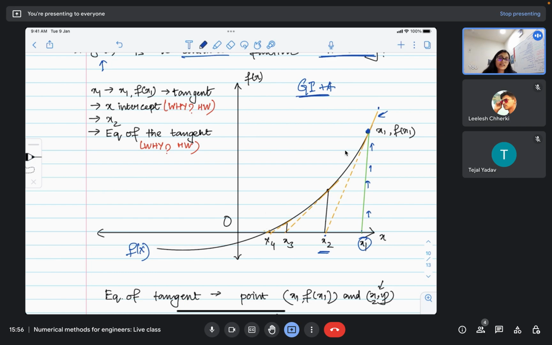How will we understand? It is just an algorithm given in the textbook, and it's just stated that you connect to the x point, you cut the graph there, and then you extend it and find the x-intercept. Okay, and that is your x2. But why is it your x2? Any other idea? Tejal, would you like to answer?